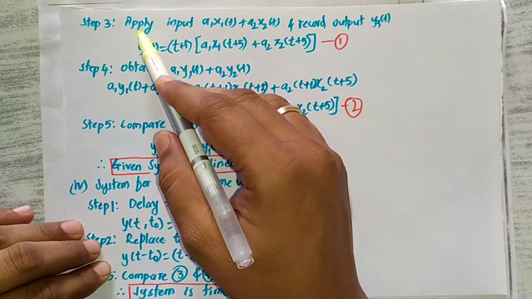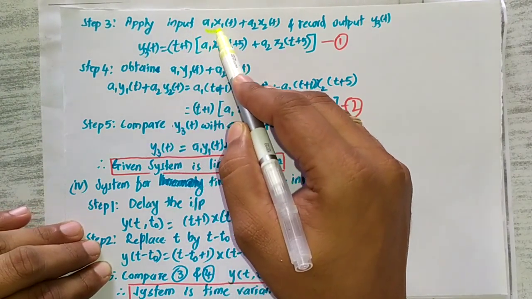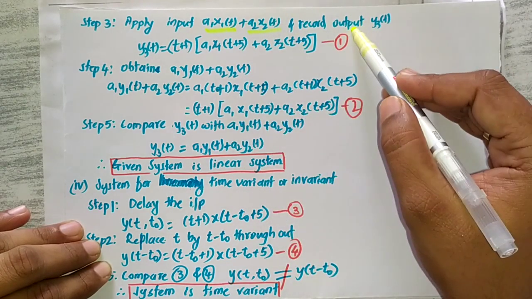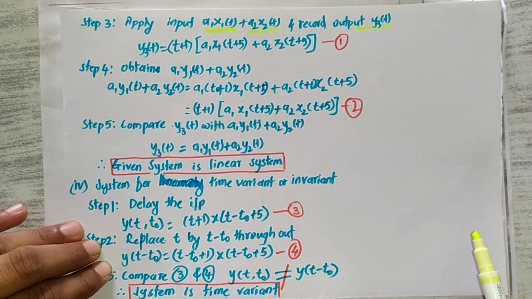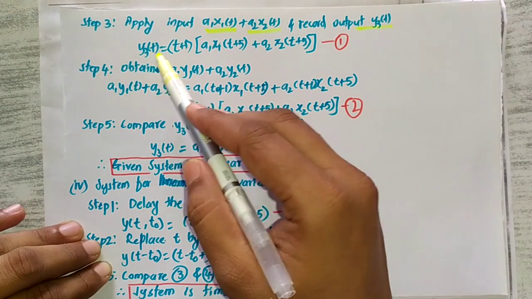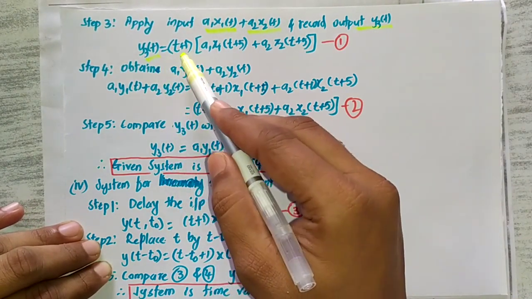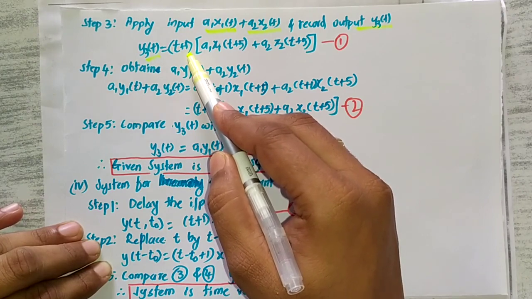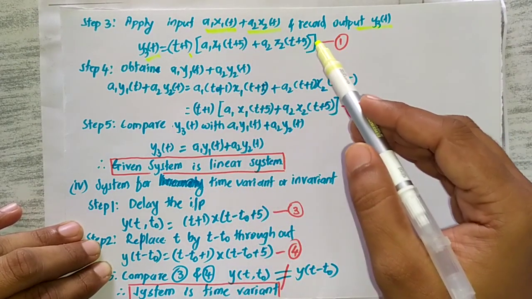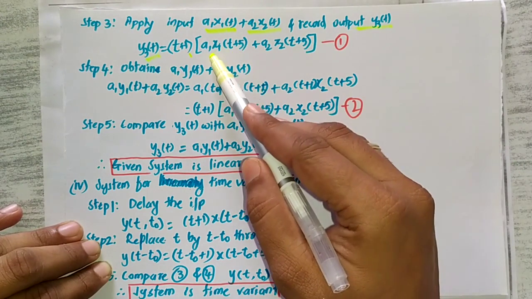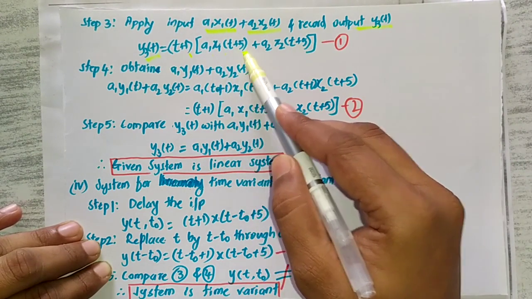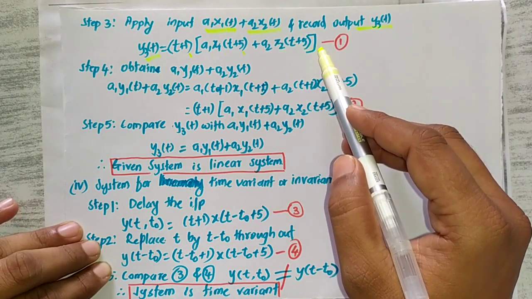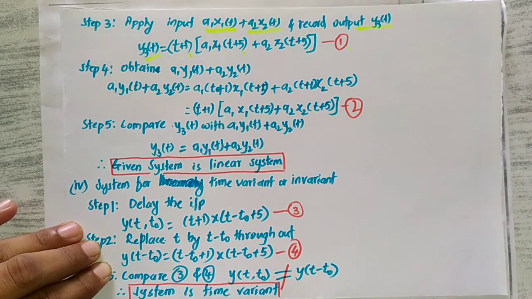Here you can see in step 3, we need to apply a1 x1 of t plus a2 x2 of t, and we need to record the output, that is y3 of t. So what will the response be here? y3 of t equals y of t plus 1, because we are not changing the other variables, we are changing only the input. So the input is a1 x1 of t plus 5 plus a2 x2 of t plus 5. So this is equation number 1.